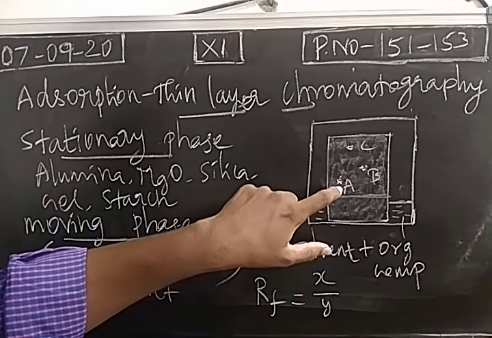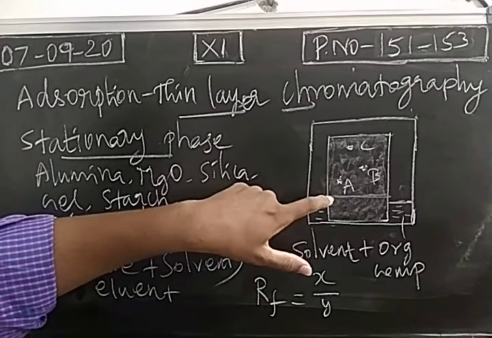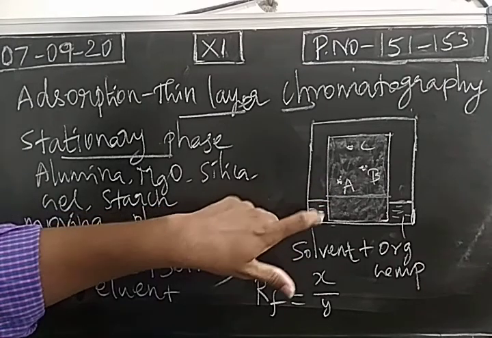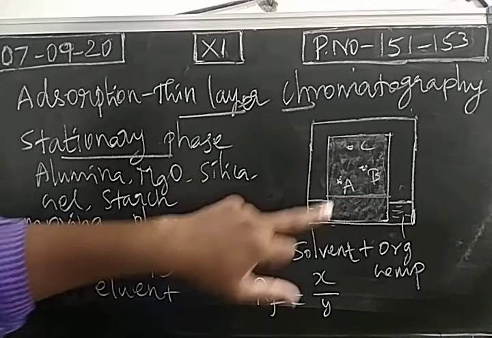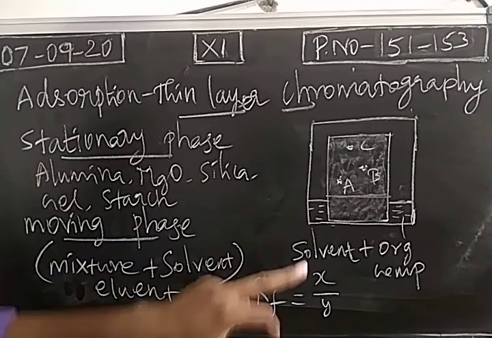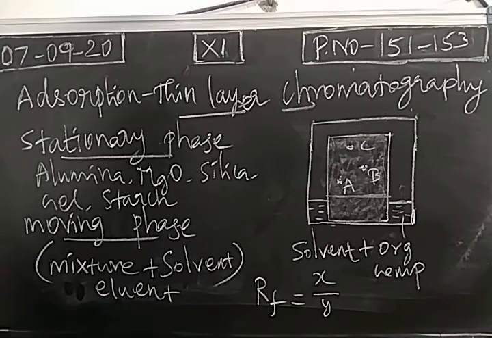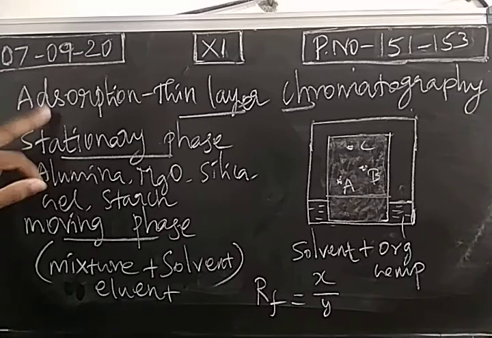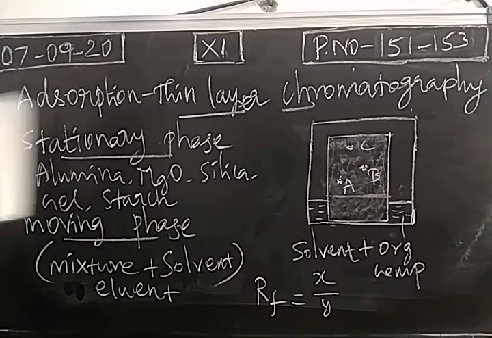To take component A, how much distance traveled from the baseline? This may be 0.5 centimeter. So we just measure how much distance traveled by this component from the baseline. So this is called X. What is Y? How much distance traveled by the solvent, because the mixture as well as the solvent is present in the beaker. So how much distance traveled by the solvent is called Y. So X by Y is called a retention factor. Using this, we may identify the component. So this is called thin layer chromatography, and the principle is adsorption. So this is also known as adsorption chromatography.